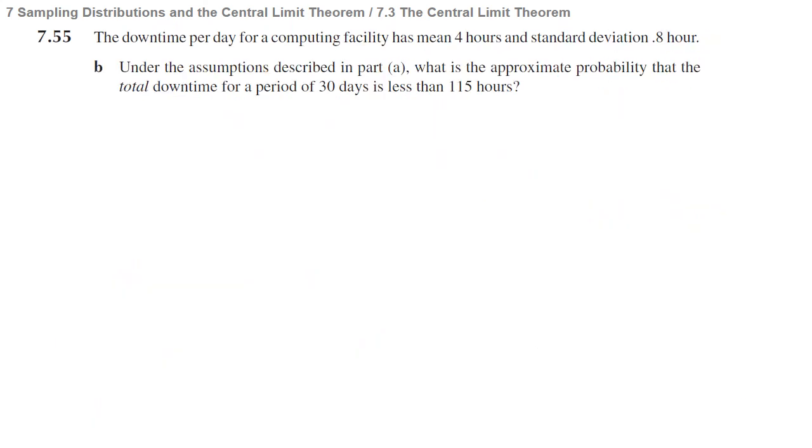Okay, let's move on to number B. Under the assumptions described in part A, what is the approximate probability that the total downtime for a period of 30 days is less than 115 hours? Okay, so probability of total downtime, which is y bar times 30, the total downtime for 30 days, is less than or equal to 150 hours.